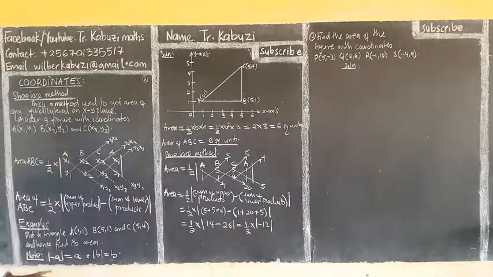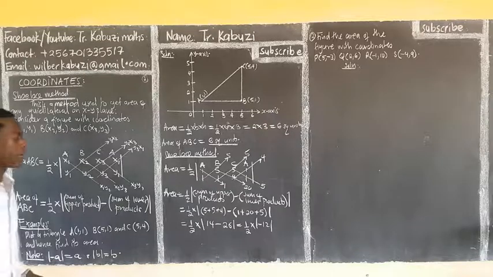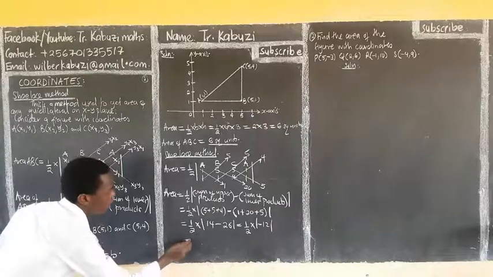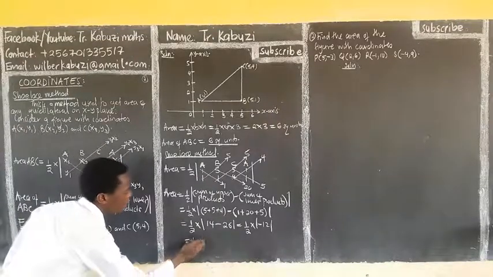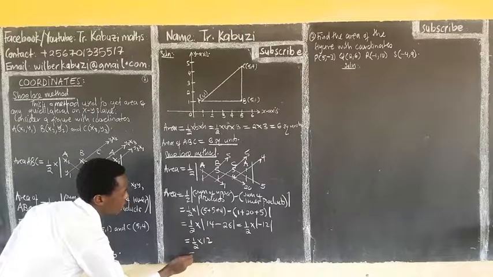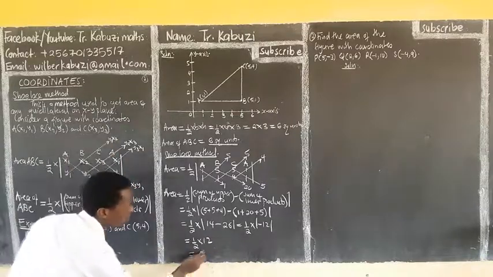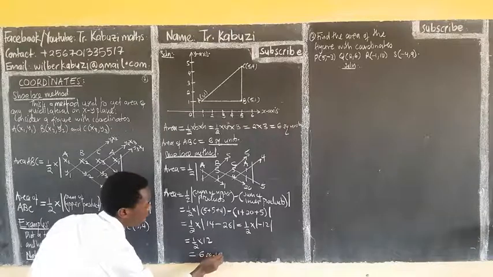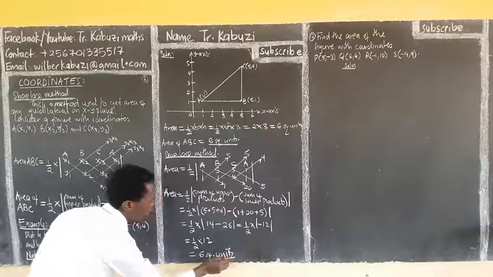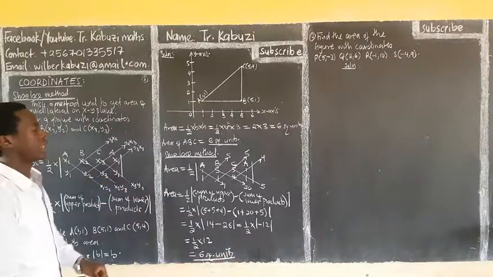But same, if you have a modulus of a negative, you get a positive. So there we have now half times 12, and when you multiply you get 6 square units. I think it's the answer we got here.